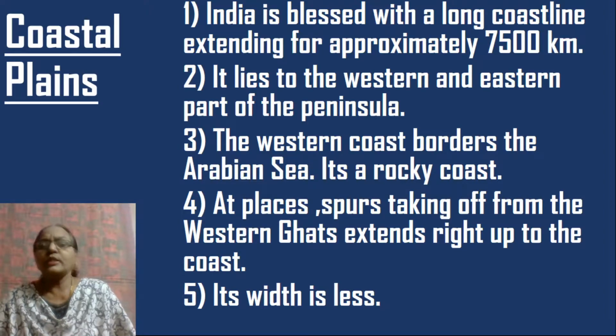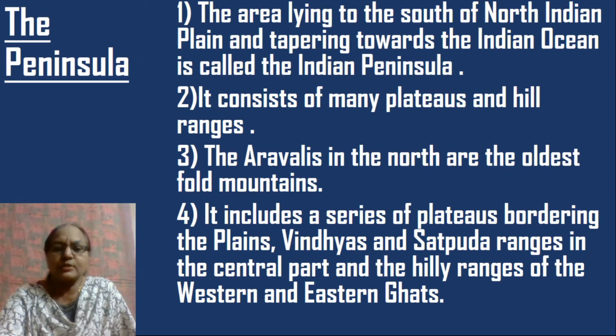Now if you look at the coastal region of India, we have a very long coastline that is approximately about 7,500 kilometers. And you can see the coastal plains along the western part as well as the eastern part of India. The western part is seen bordering the Arabian Sea, and it is a rocky coast. At certain places we find spurs taking off from the Western Ghats extend right up to the coast. So let's get back to the map again.